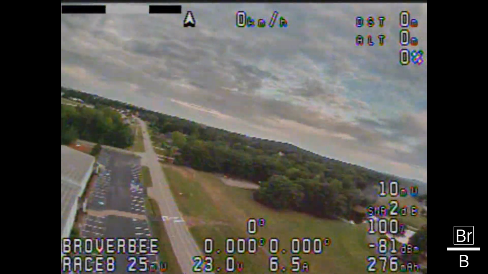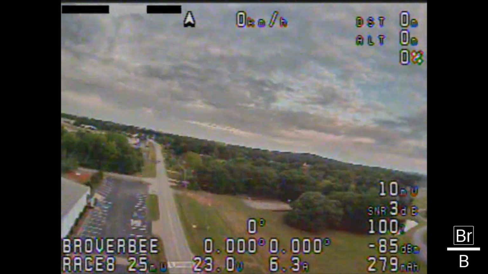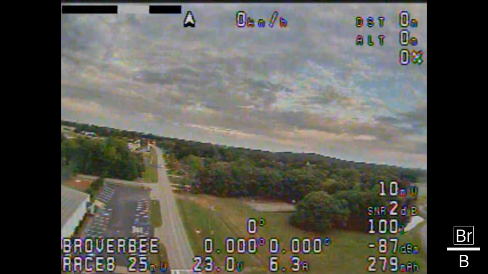Okay, so I'm turning around now. Did you see that? Let me pause right here. So 10 milliwatts, a signal to noise ratio of 2. Because I was just hanging out and the signal to noise ratio wasn't changing that drastically, at 100% link quality, the transmitter decided, okay, I don't need 25 milliwatts. I can go back down to 10. This is what dynamic power does.